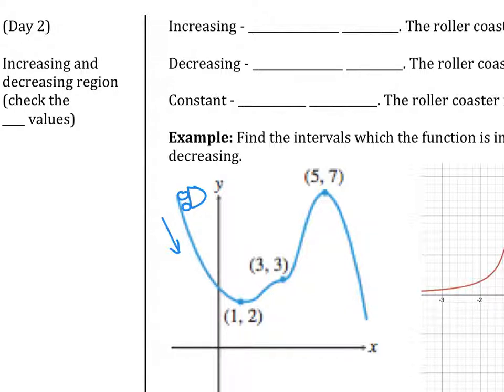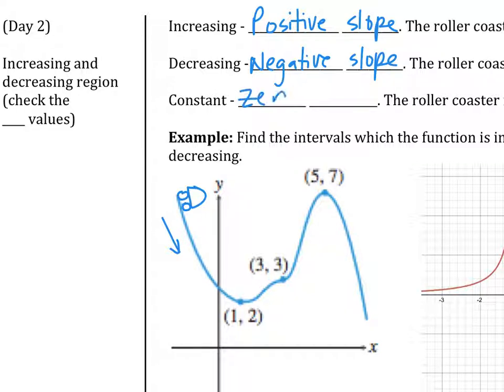So increasing means that the roller coaster is going up, meaning you have a positive slope. So the roller coaster is going up from the left to right. Decreasing means that your roller coaster is going down, so it's going to have a negative slope. And sometimes you may have constant. Constant means that you have a zero slope. It's just cruising.